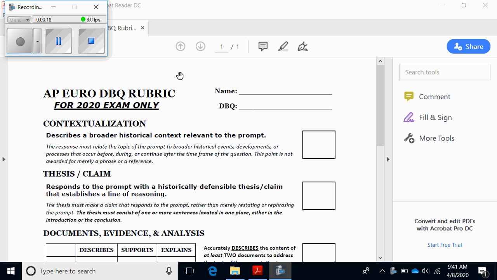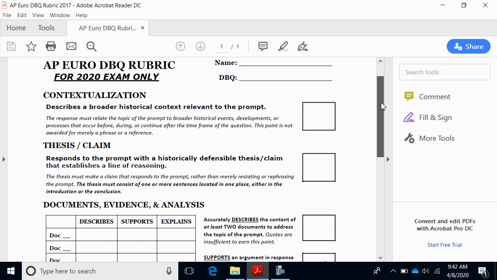Anyway, I digress. We have the AP Euro rubric. It's going to be a DBQ, basically a 45-minute DBQ, and it's worth 10 points, and I'm going to show you how you get your points. I have linked this document so you can print it out and have it with you when you take the exam, so you are checking off everything.